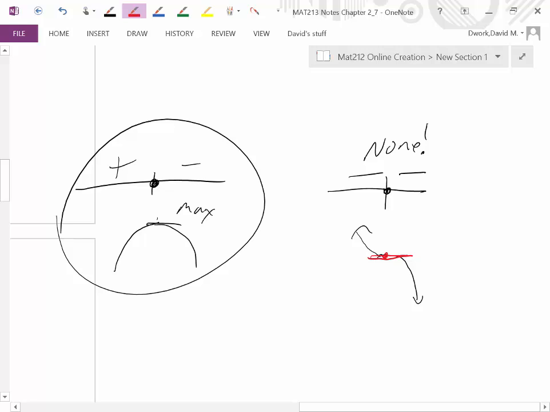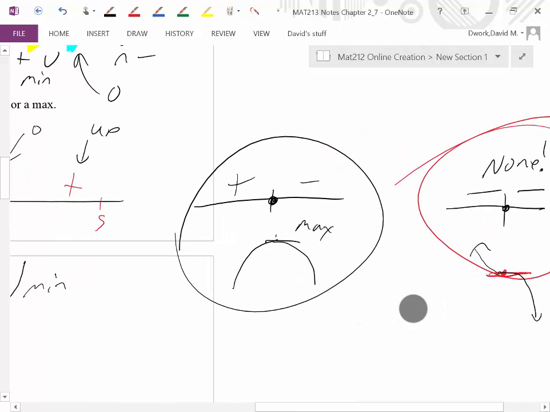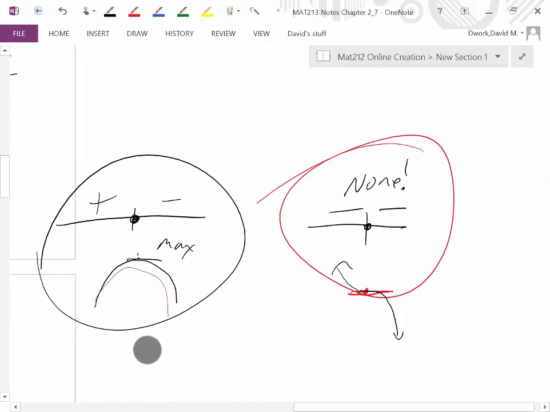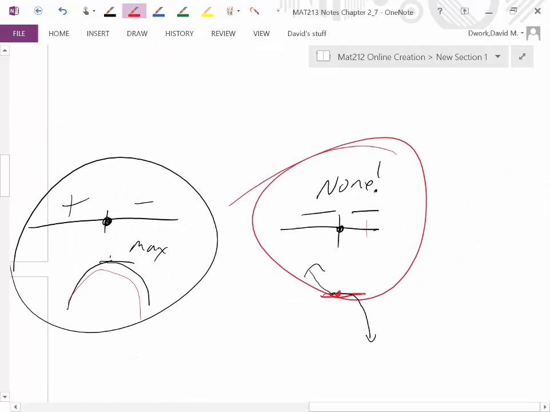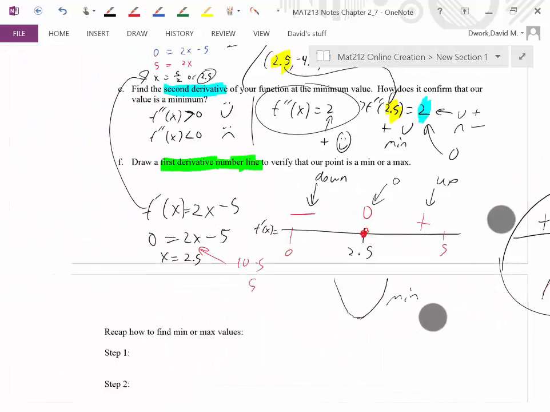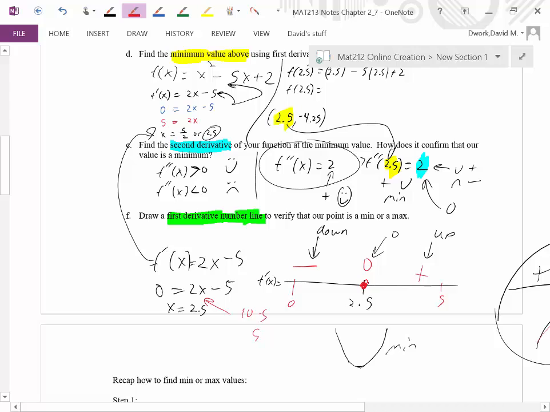So you either use the first derivative test, and what we're checking for is a change in signs. If you go from positive to negative, you have a max. If you go from negative to positive, then you have a min. And if you don't have a sign change, then it means you don't have a min or a max. So, first derivative test using the number line.